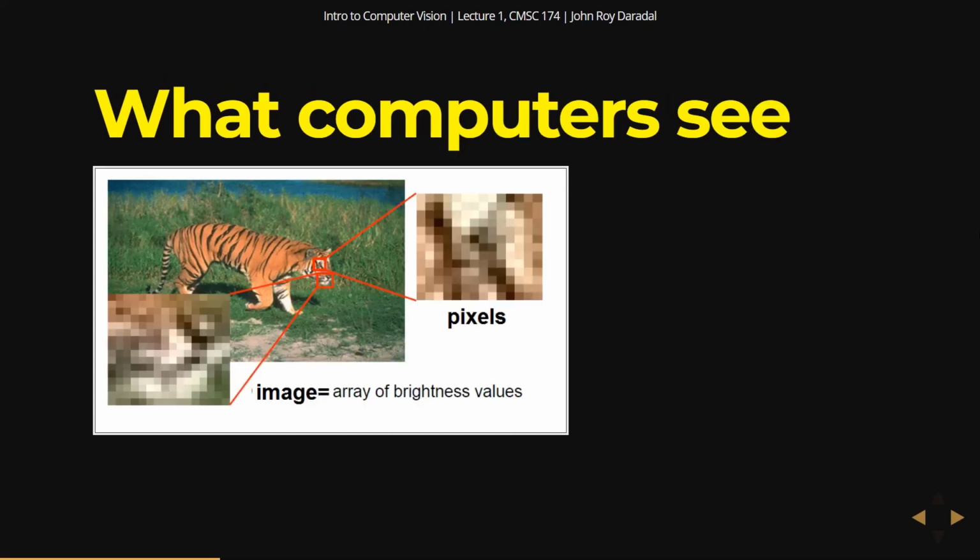But for computers, it's very different, because what the computer sees is basically just a bunch of pixels. Given this image, the computer sees pixels. An image is just an array of pixels, right? It's a 2D array of pixels, or brightness values. So unless we train it to recognize that this is a tiger, it doesn't know that this is a tiger. It just knows that these are the pixels in this image.